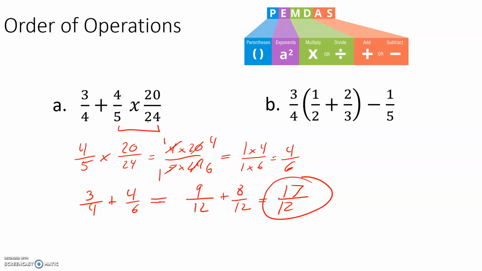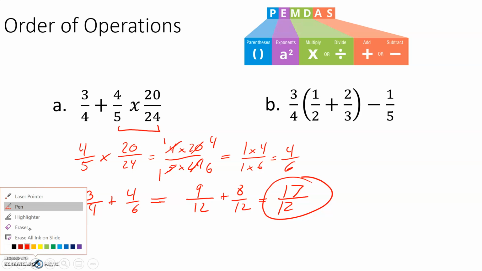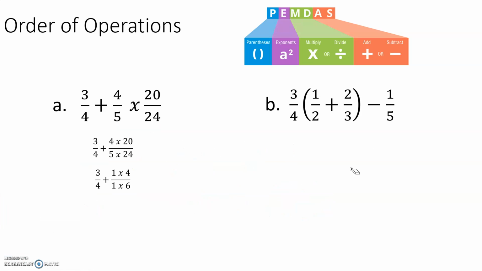Okay, so multiplication, then the addition. Oh, yeah, I forgot one step. 17/12, so that was an improper fraction. I need to take care of that. I need to reduce that to a mixed number. So 17/12 becomes 1 and 5/12.